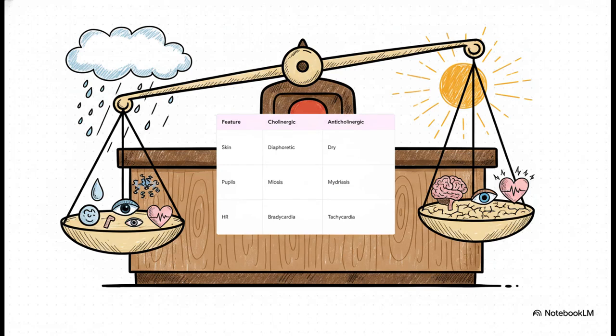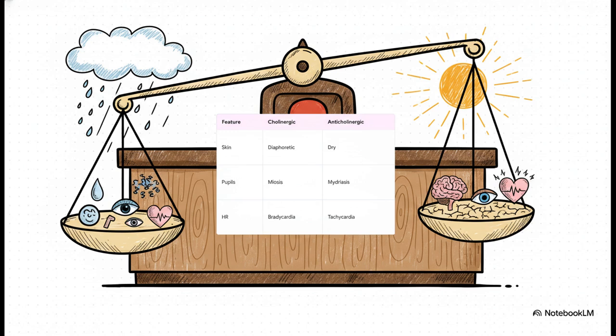So let's bring this to the judge's bench and actually weigh the evidence. On the cholinergic side, think organophosphates irreversibly blocking acetylcholinesterase. The evidence is, well, wet. Remember the DUMBBELS mnemonic: diaphoresis, urination, meiosis, bradycardia, and salivation, plus those muscle twitches from nicotinic overdrive.